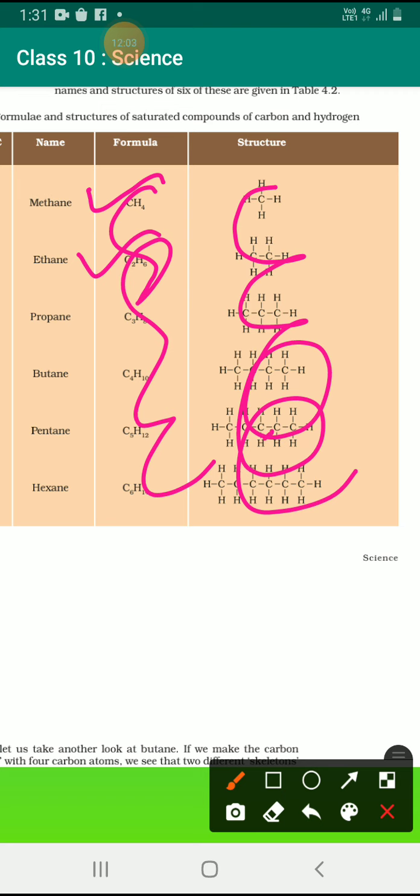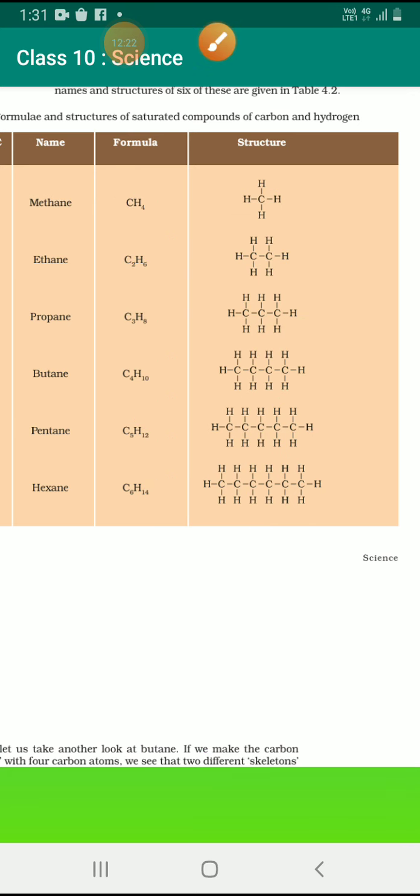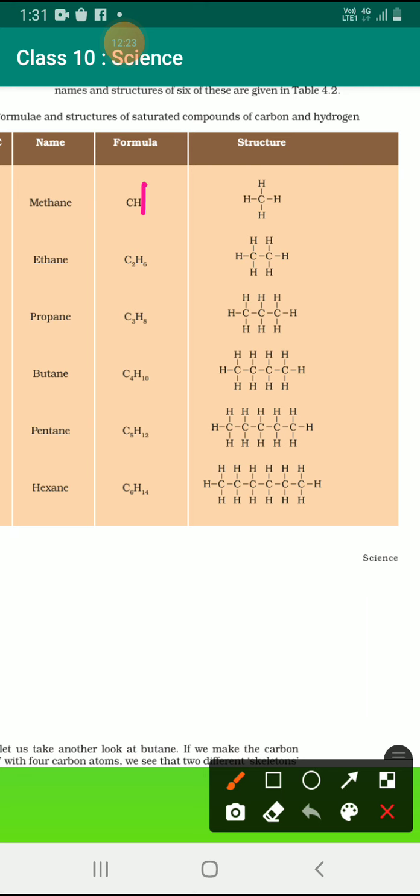So suppose I get the question, write the MF and SF. We call it in short MF and SF. MF means molecular formula, SF means structural formula. So in the board exam, if you get a question that says write the MF and SF of methane, how can I write MF and SF?